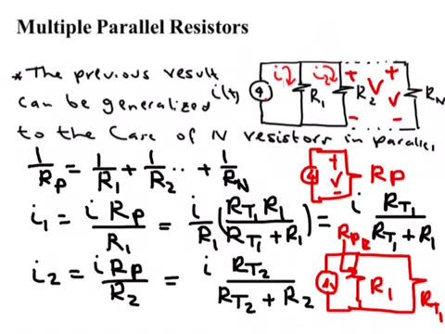We now have a division ratio. We know this ratio for the first resistor, we know it for the second resistor, and we know it for the nth resistor. I simply have to calculate RT1, the parallel combination of all resistors except for the first one, and RT2, the parallel combination of all resistors except for the second one. Okay, and this will give me my current division ratio.